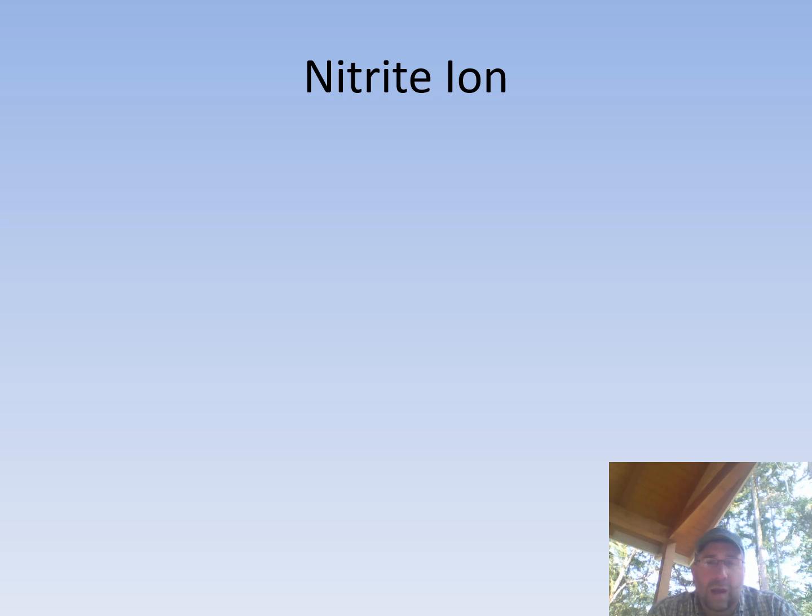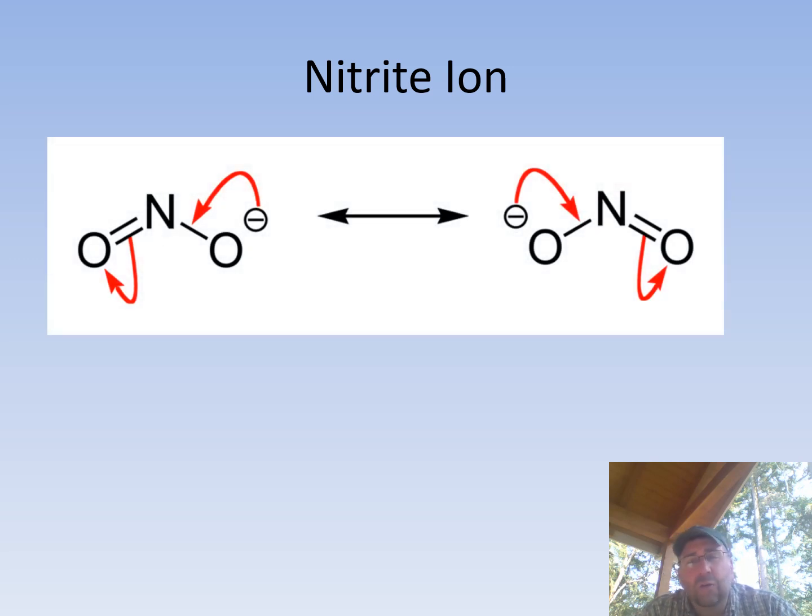Okay, let's try the nitrite polyatomic ion. Nitrite is NO2 -1. So these are the 2 possible ways you could draw it. We know nitrogen needs to make 3 bonds. The oxygen can follow the octet rule by gaining that 1 extra electron that makes the ion. And so in this case, it's half a bond on each oxygen, half a charge on each oxygen, -1/2. Average bond strength, 1.5.